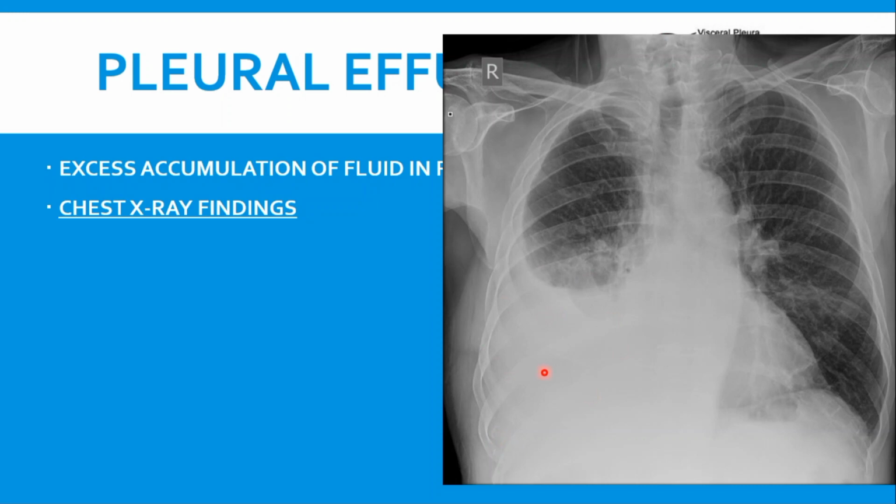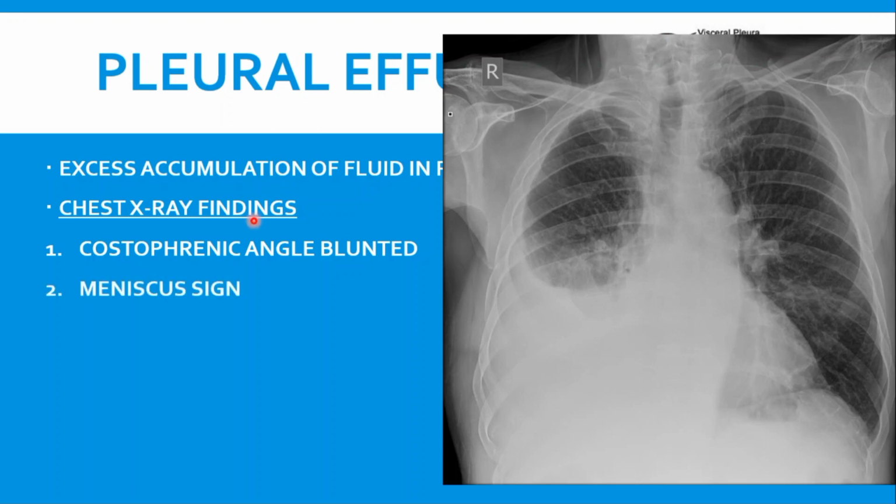Now what do we see in the chest x-ray? The costophrenic angle is blunted. This sharp one is the costophrenic angle. If you see on this side, this angle is not seen. That's why this is one of the findings in pleural effusion. Next is the meniscus sign. If you see here, this part at the top of the fluid forms like a meniscus. That's why meniscus sign. And loss of lung fields. Here you can see the lung fields, black color, but here there are no lung fields, loss of lung fields.